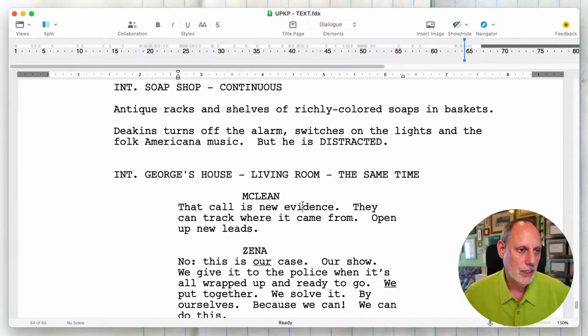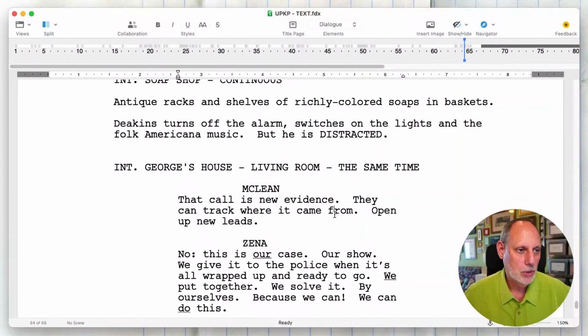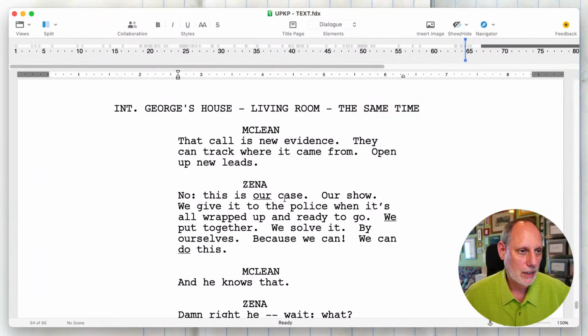That call is new evidence. They can track where it came from, open up new leads. No, this is our case.